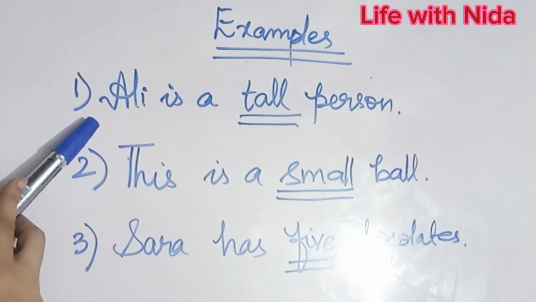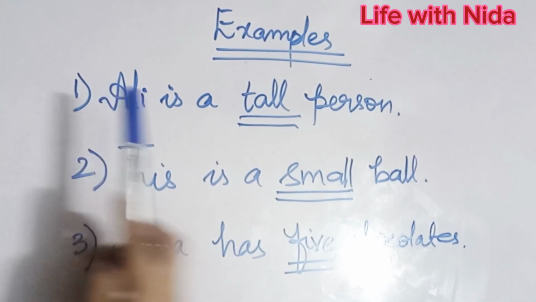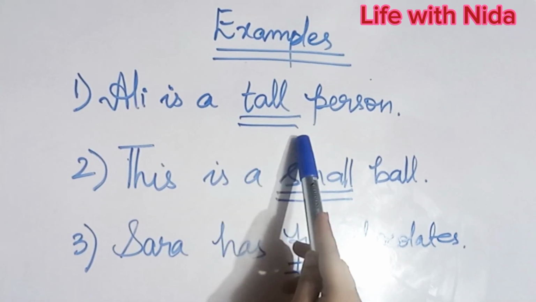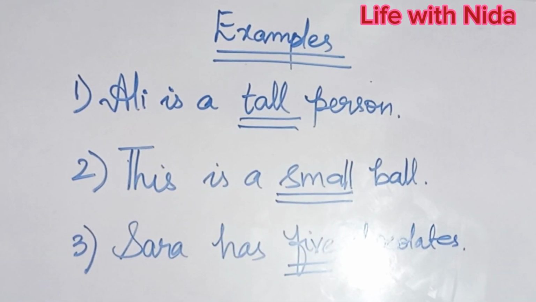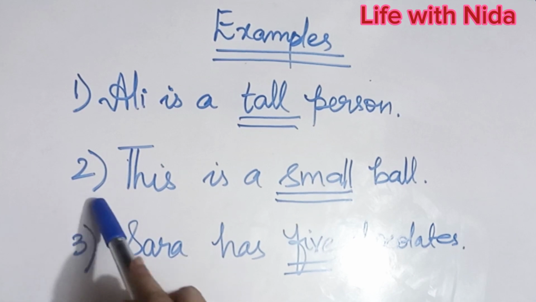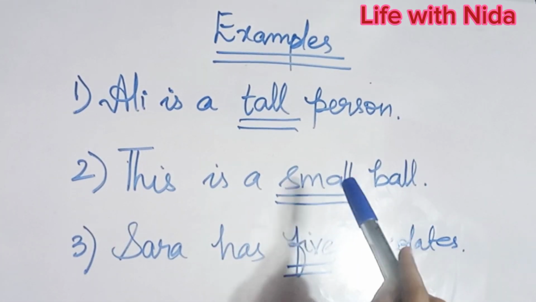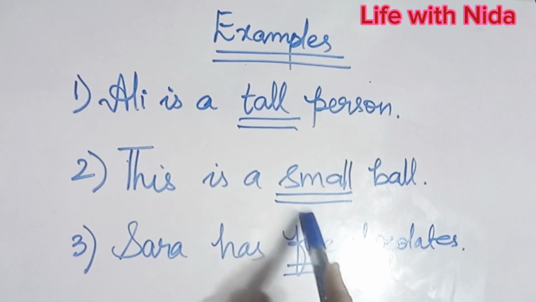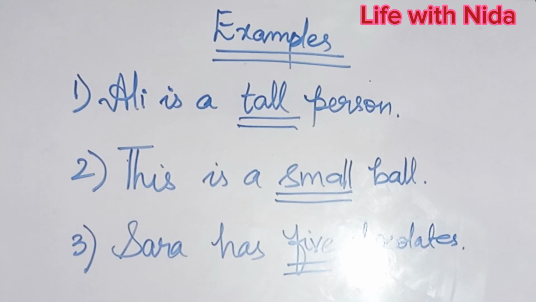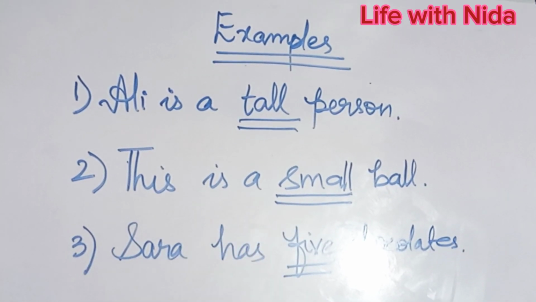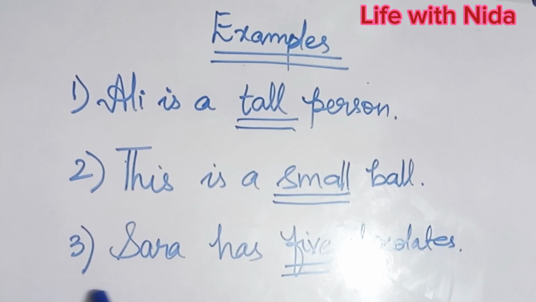Number 1, Ali is a tall person. So here tall is an adjective which is describing a person Ali, that how tall he is. Number 2, this is a small ball. Here small is the size of a ball which is used as an adjective in this example.